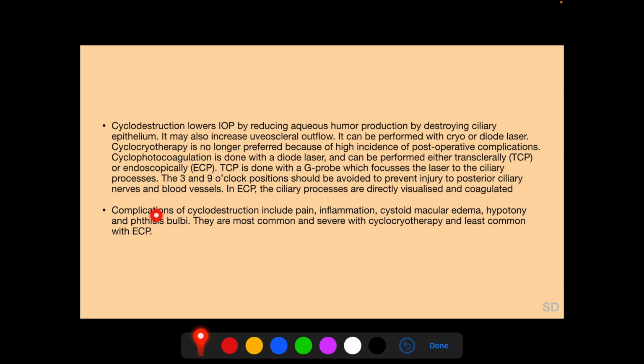Complications of cyclodestruction include pain, inflammation, cystoid macular edema, hypotony and phthisis bulbi. They are most common and severe with cyclocryotherapy and least common with ECP.